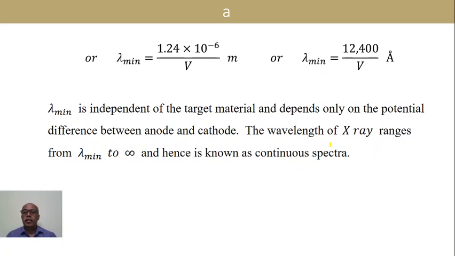And the wavelength of continuous X-rays varies from a certain lambda minimum to infinity, and therefore it is known as the continuous spectrum or continuous X-rays.